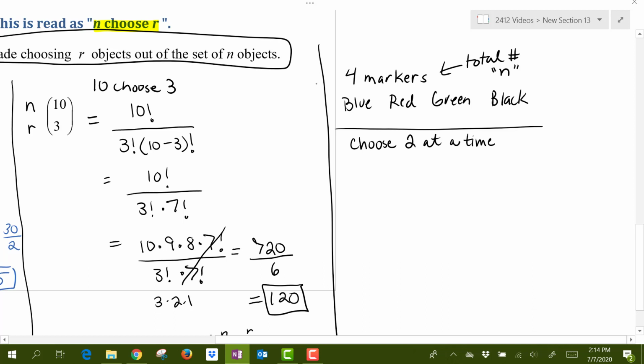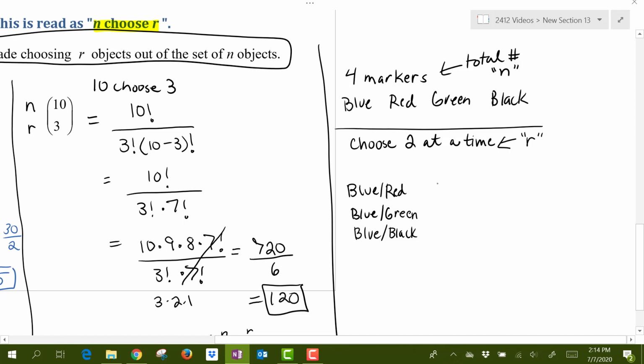Now the number of these objects that I'm choosing at a time is actually the R value. So how many different ways can I choose 2 of those 4 markers, right? So let's just think of some ideas. I could choose a blue one and a red one at the same time. I could choose a blue one and a green one at the same time. I could choose a blue marker and a black marker at the same time. So those are 3 different combinations so far.